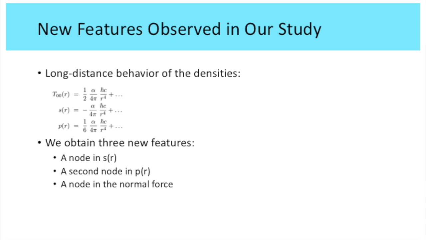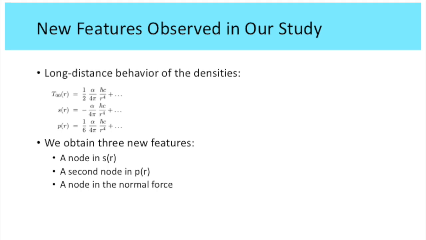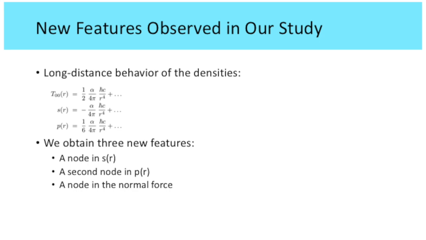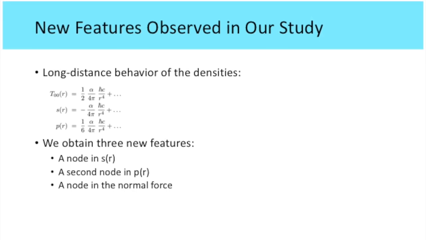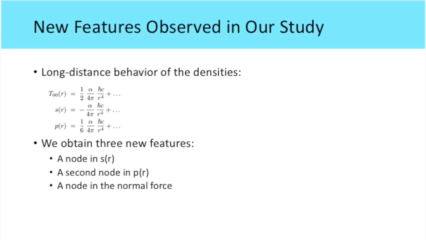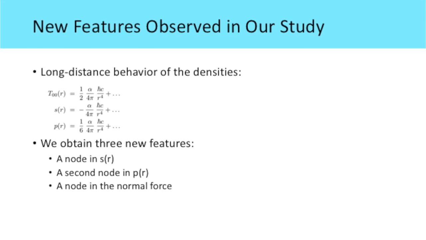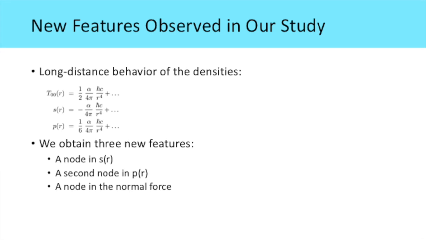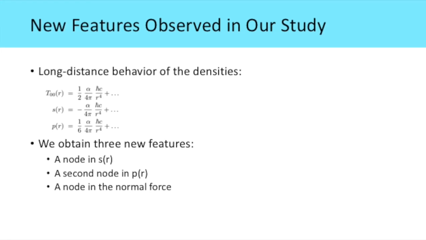From the T00, S of R, and P of R equations, we obtain the long-distance behavior when R is greater than 2 femtometers. The dots in these equations indicate subleading, exponentially suppressed contributions from the strong interaction fields. We observe that T00 is always greater than 0, which is in agreement with all prior studies. The 1 over R to the 4th decay of T00 guarantees the convergence of total energy. The mean square radius of the energy density, however, diverges.